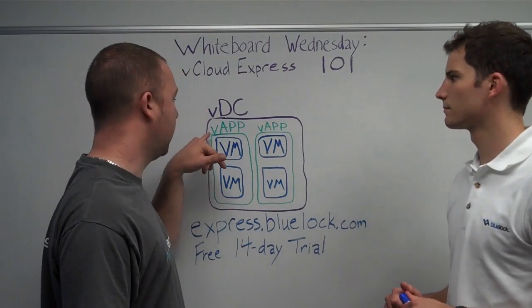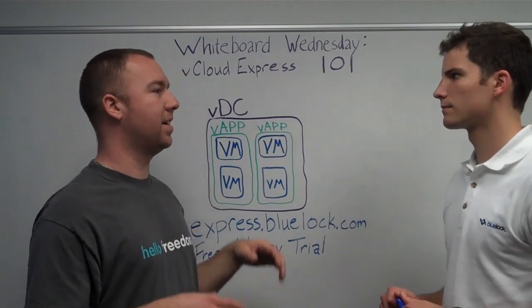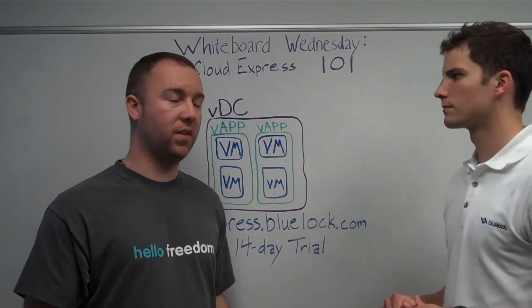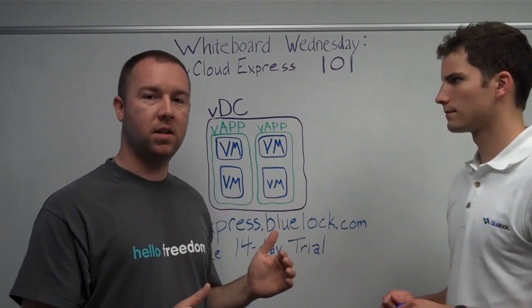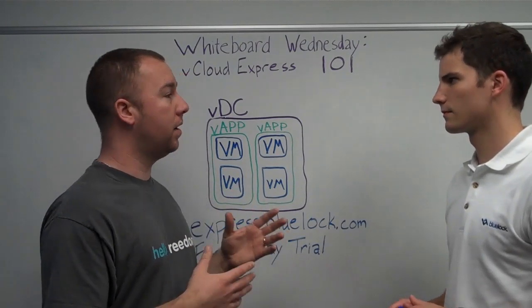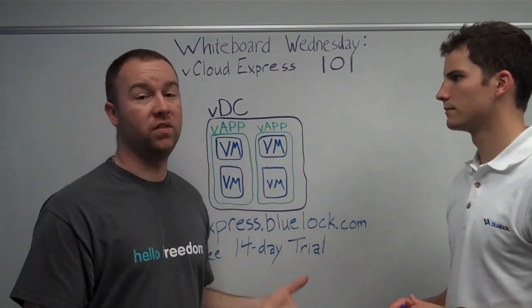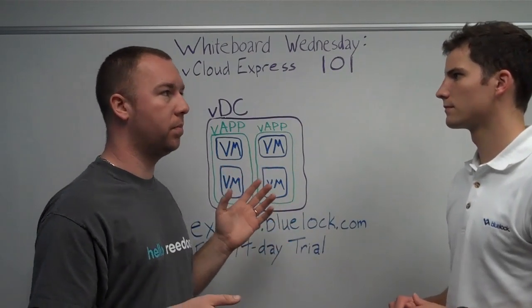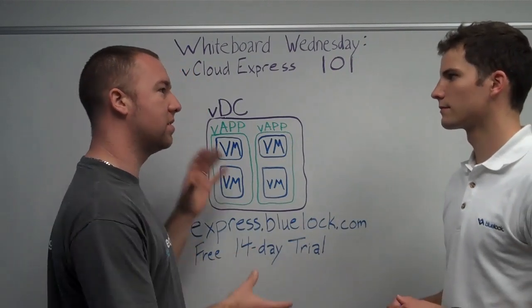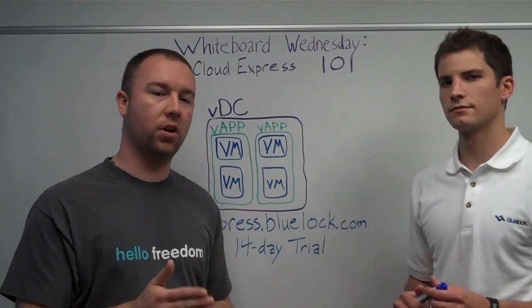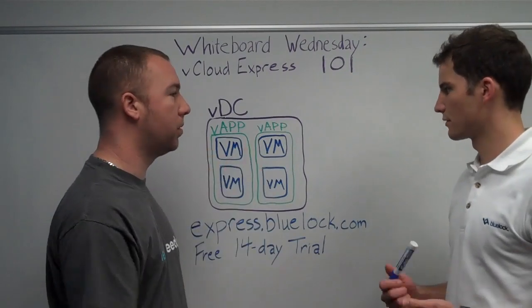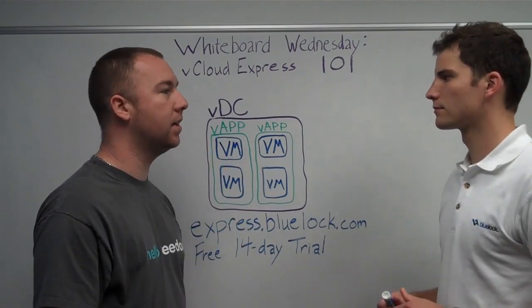But what is cool are the vApps. A vApp is a logical container for multiple VMs that run one specific application. So if you've got a multi-tiered application, maybe you have a web server, an app server, and a database server, you put those inside a container called a vApp. And that allows you to power down the vApp, power up the vApp, clone the vApp. You can do all those things as a group instead of having to do singular tasks with each virtual machine.